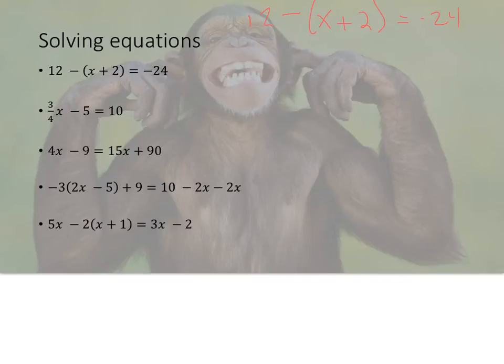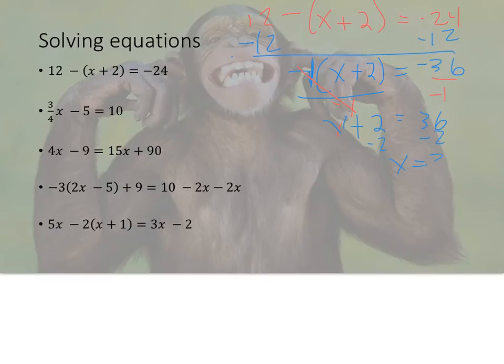This is how I would do it. I would subtract 12 from this side and from this side to keep it balanced, which of course would give me negative 36 on this side, and the opposite of the quantity x plus 2. Now, if you didn't know what to do with this, you can treat that like it's a negative 1 times all of that, which means we can just divide both sides by negative 1. And that will get rid of that. And we have x plus 2 is equal to negative 36 divided by negative 1, which is positive 36. So then we just subtract 2 from both sides and we get x is 34. Did you get it right?